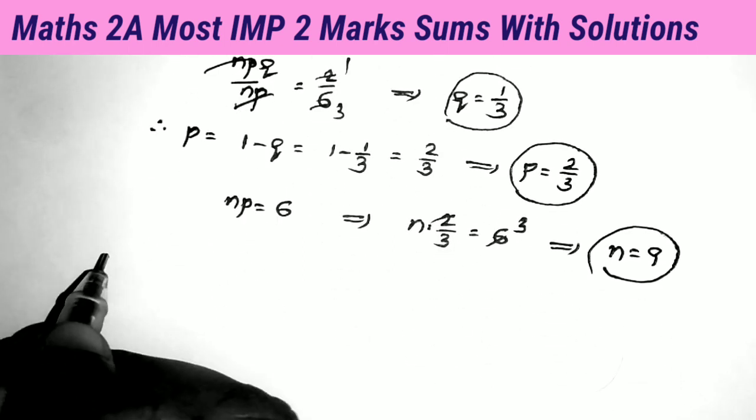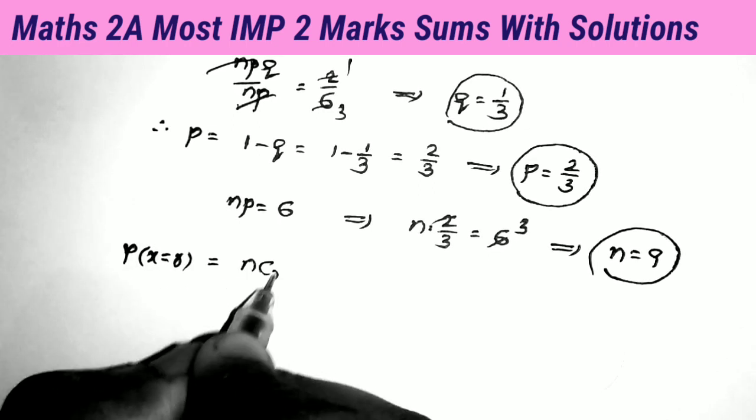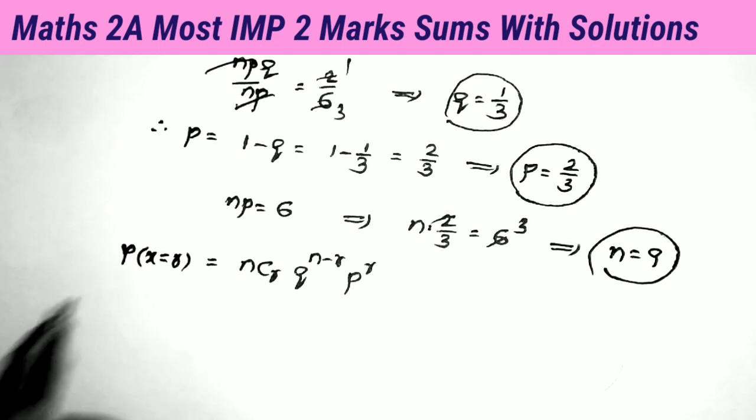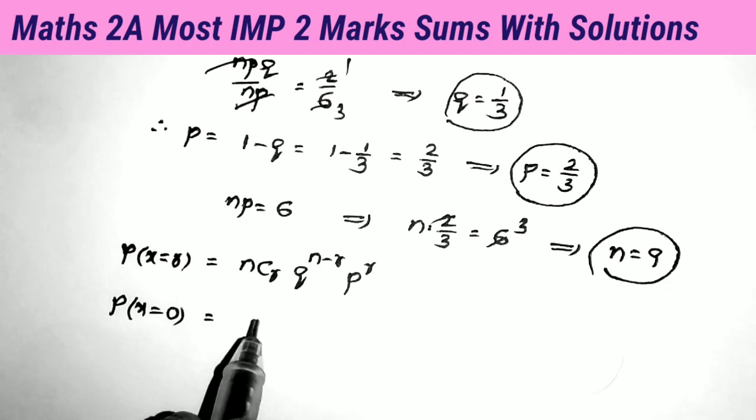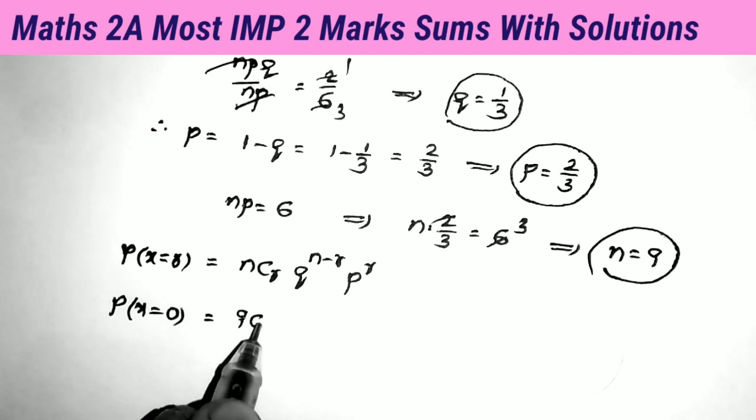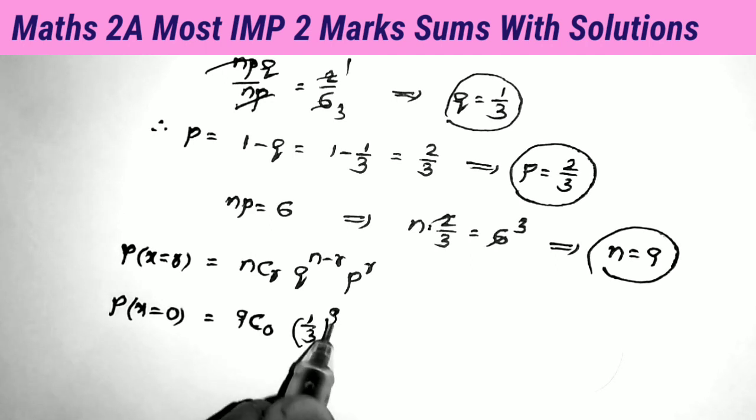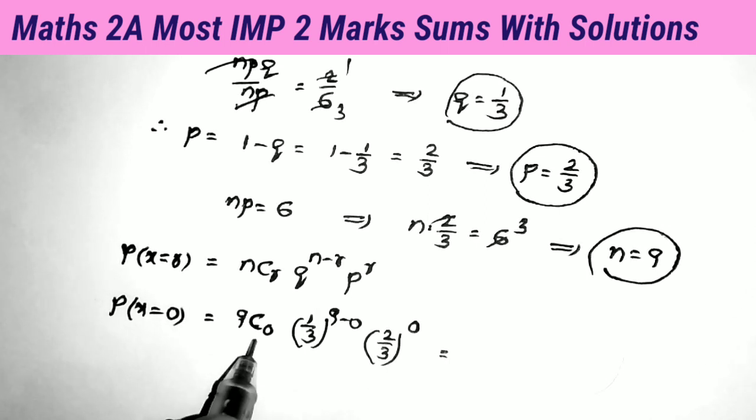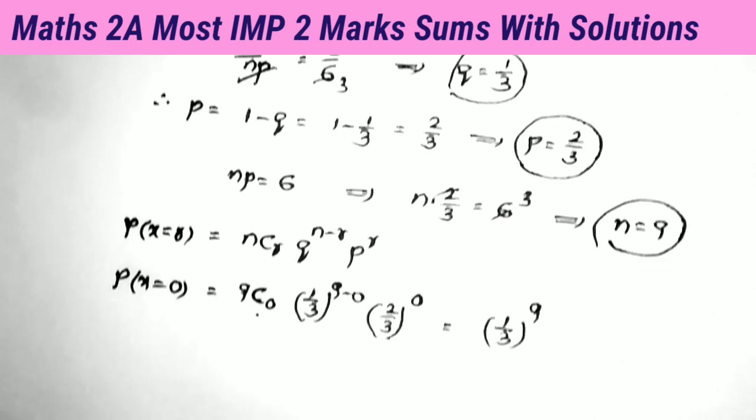Now, what do we want? The first two terms. First, I take the binomial distribution formula: P of x is equal to r is equal to nCr q power n minus r, p power r. First term means P of x is equal to 0. That is 9C0, q power n minus r, 1 by 3 power 9 minus 0, p power r, 2 by 3 power 0. That is equal to 1 times 1 by 3 power 9 times 1, so the answer is 1 by 3 power 9. This is the first term.